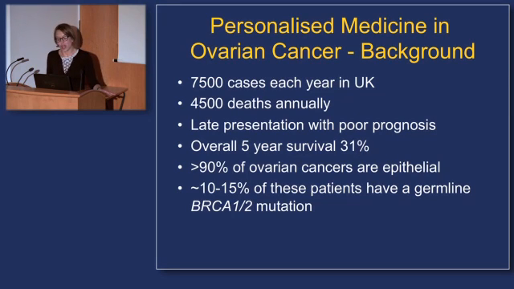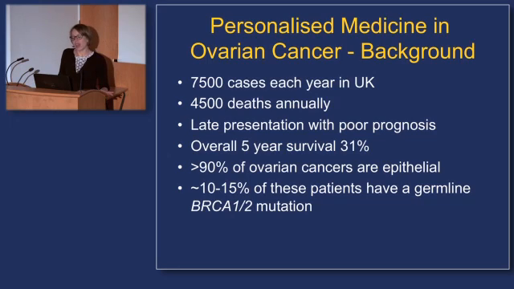Ovarian cancer occurs in 7,500 women each year in the UK, and it causes about 4,500 deaths each year. And that's partly because about 80% of these women present late. And the reason they present late is partly anatomy, and it's partly to do with lack of symptomatology. But overall, there's a poor prognosis. So the overall 5-year survival rate is just 31%, which in the field of oncology is relatively low.